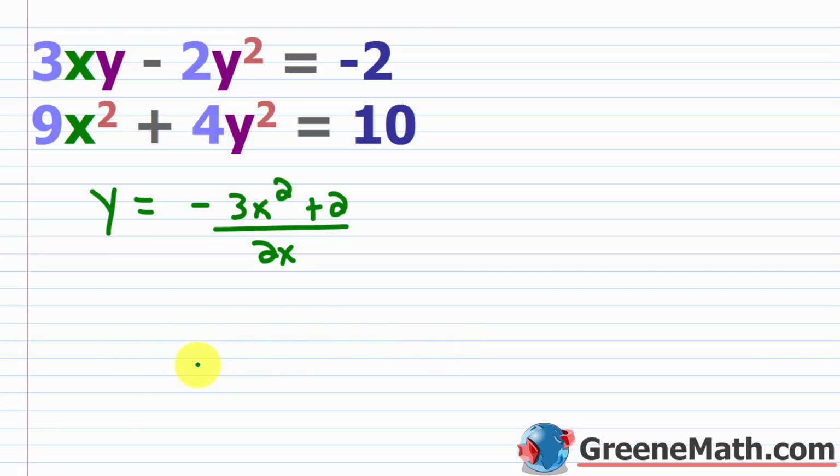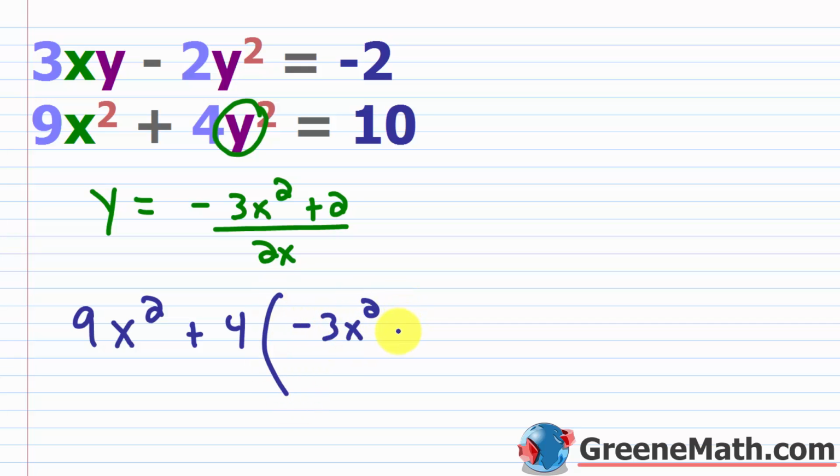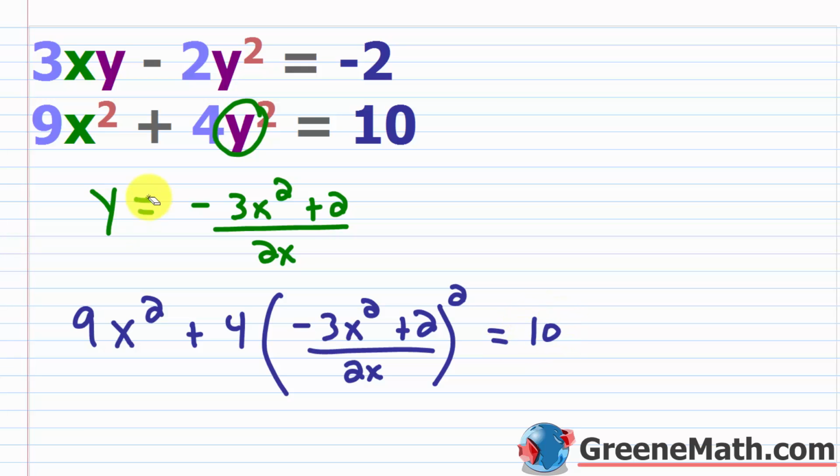Now, where do we go from here? Well, what I want to do is plug into this equation here. I'm going to plug in for y. So what that's going to give me is 9x squared plus 4 times this guy. I'm going to put parentheses around it, so negative 3x squared, and then plus 2 over 2x, and this guy squared. So be very careful here. And then this is equal to 10.